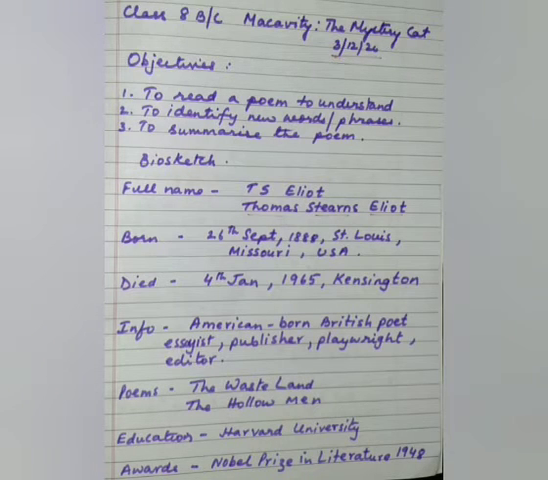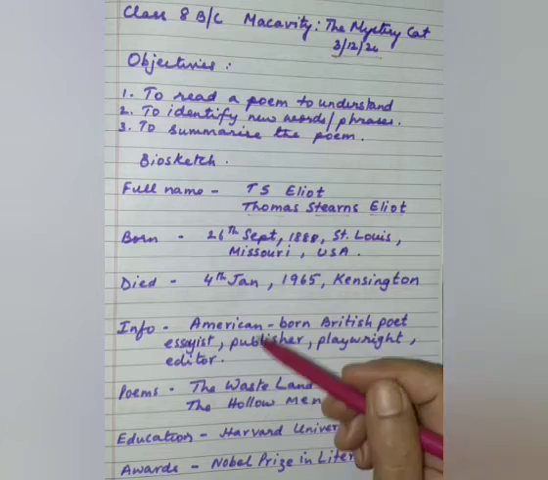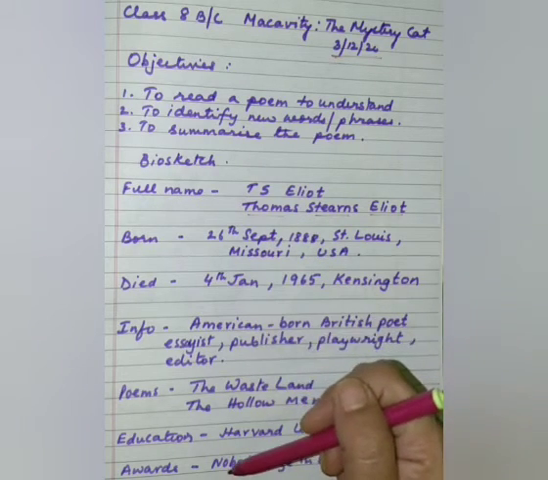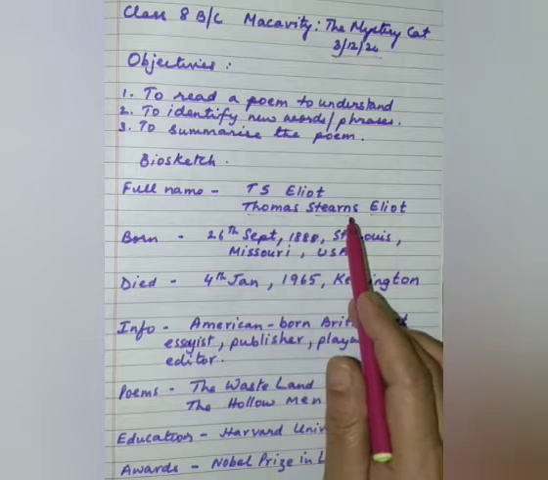One of the most prestigious awards was the Nobel Prize in Literature in 1948. In 1948, he won the Nobel Prize in Literature. This is his information. You make a bio sketch of T.S. Eliot. Please don't forget to mention his full name as well.